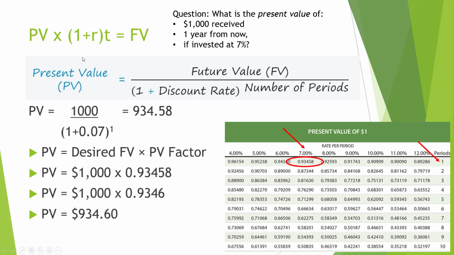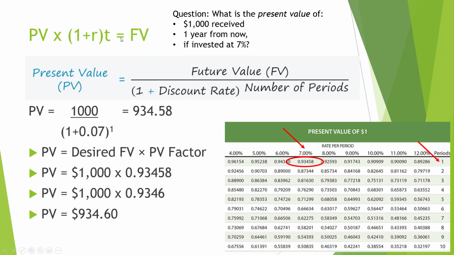So in our textbook, it offers this formula here, the present value times (1 plus our discount rate) to the exponent T for time. That's going to give us our future value. So I do have the question here just to kind of recap what it is we're working with.